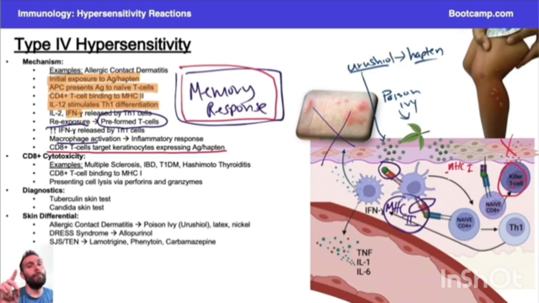Okay, so again, key points here. Number one, it's a T cell response. Number two, the memory response is much higher on subsequent exposures, similar to what we talked about with type 1 hypersensitivity, even though this is a different mechanism, right?